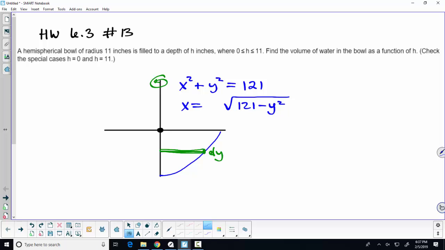So radius 11, we know this is negative 11 down here. And the height we're filling up to is varying. So maybe we just have the water level up to here.